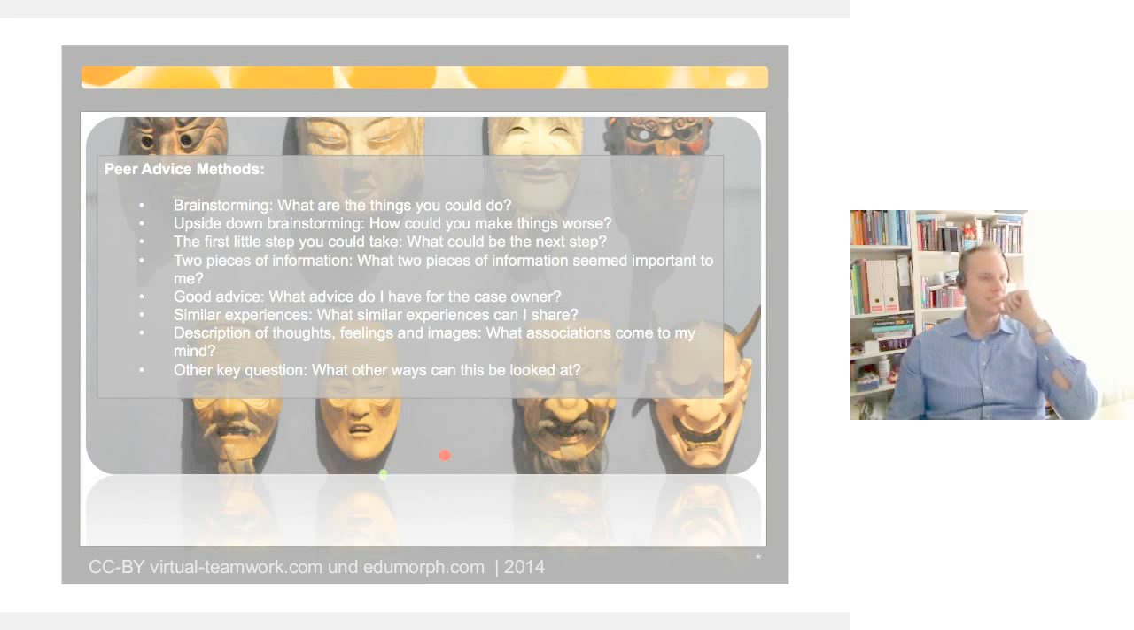I don't know which method would be best. So brainstorming would be just, we give you lots and lots of input on what you could do. Upside down brainstorming would be, how can we make the situation a lot worse for you?